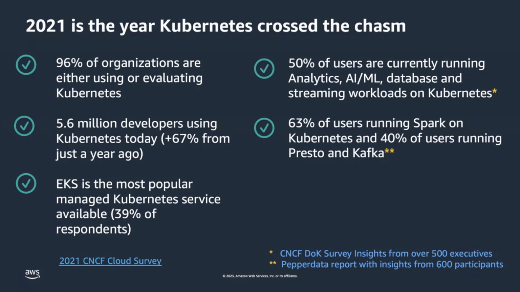A large portion of workloads being run are actually these stateful workloads for these particular processes. And of those workloads, 63% reported are running things like Spark on Kubernetes, or other things like Presto for distributed query, and Kafka for streaming data solutions.